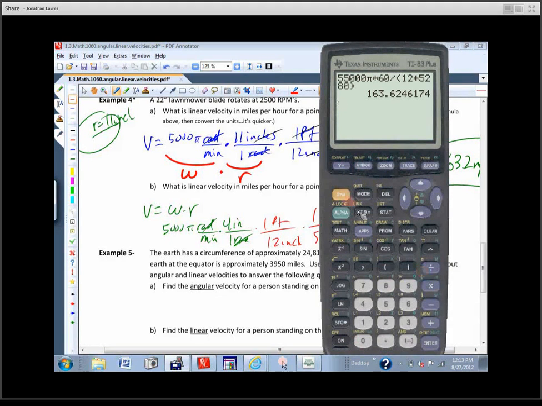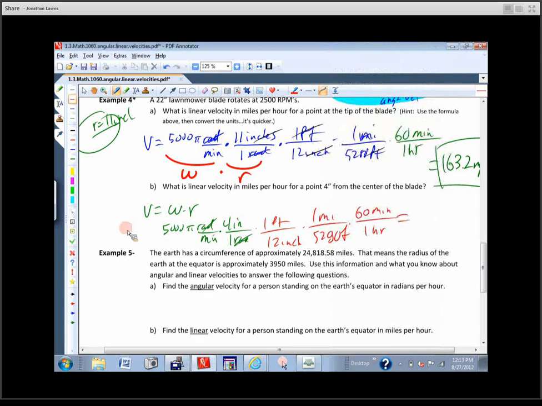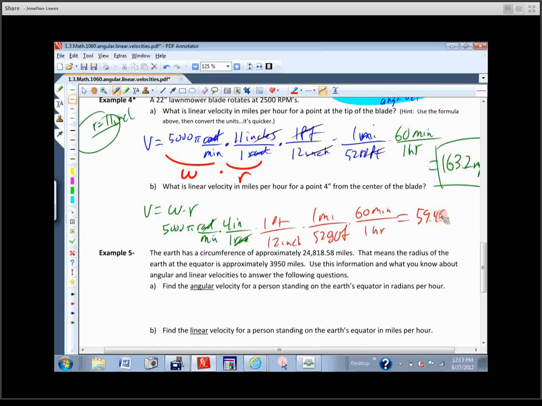Let's see. So there's the conversion I need to do. This was only 25, let's see, it's 5,000 times 4, right? Insert a 4. You okay with that? What does this mean? The bug's going slower. So we're about 59.49 miles per hour. Why is it going slower?